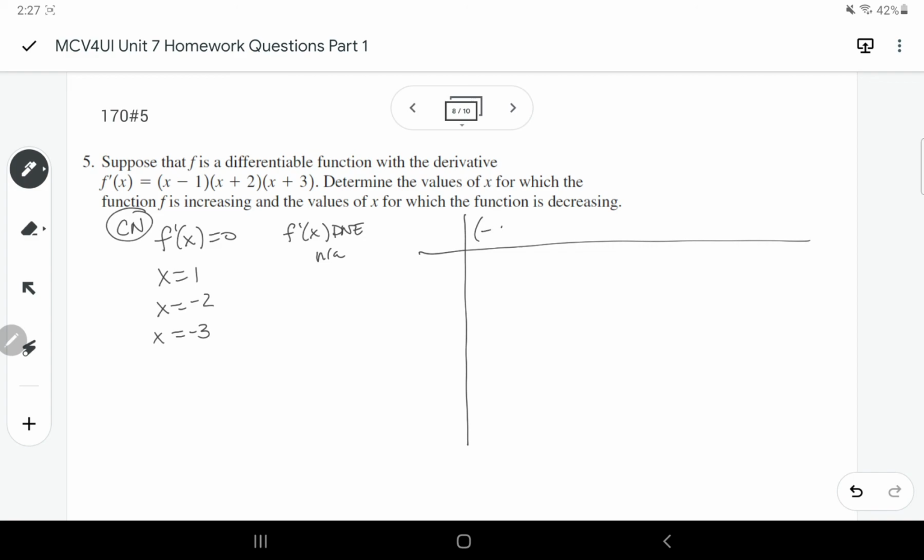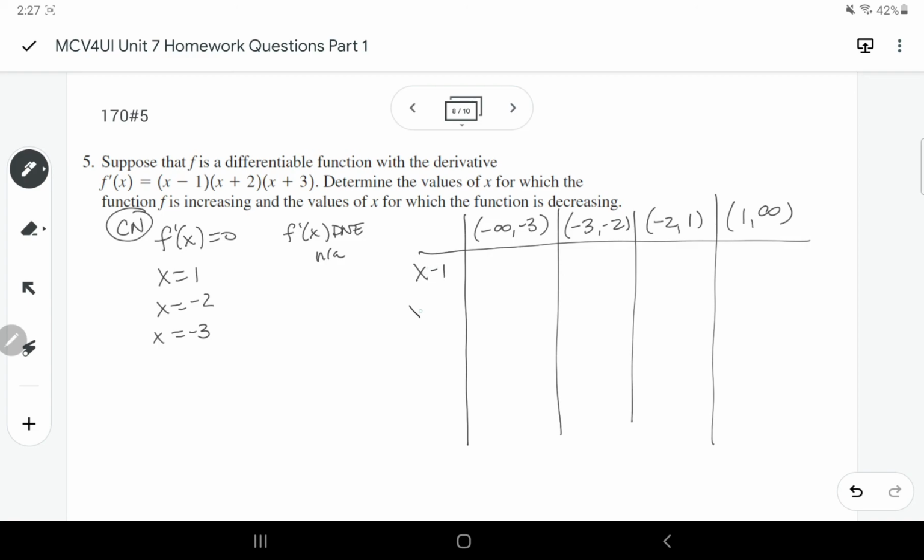So here we're going to go from negative infinity to negative 3, negative 3 to negative 2, negative 2 to 1, and 1 to infinity. And I'm just going to consider each factor, x minus 1, x plus 2, x plus 3. So what does that tell us about the derivative, and what does it tell us about the actual function?